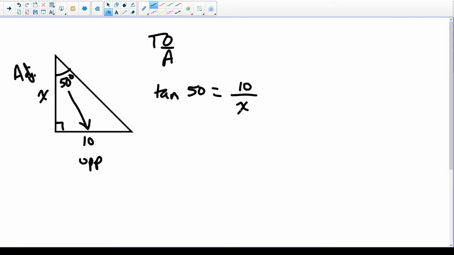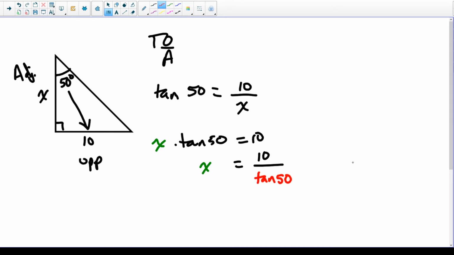If the x is on the bottom, and this is an equation, what you want to do is move the x over to the other side. And if the x is dividing on this side, it means it's going to multiply over here. And as soon as you do that, then to isolate the x, you have to get rid of the tan. Well, where does the tan go? The tan is multiplying on this side. That means it's going to come over here and divide. And yes, you're going to end up dividing by tan 50.